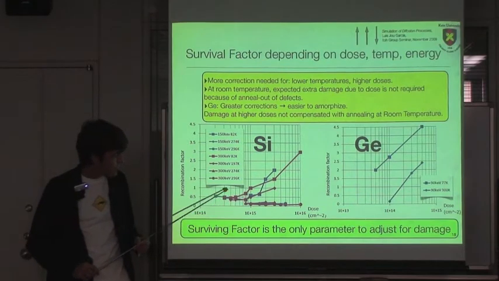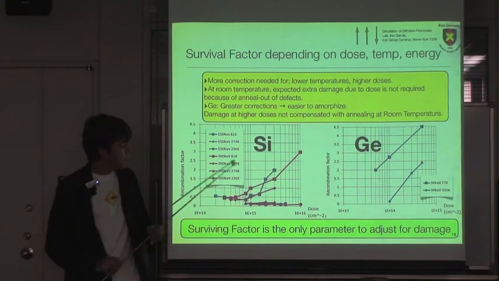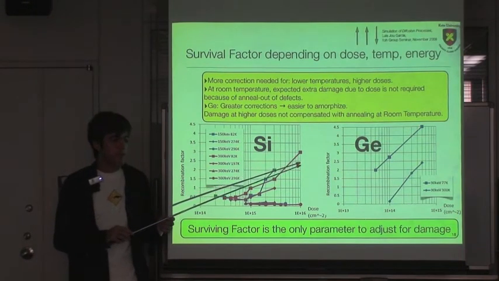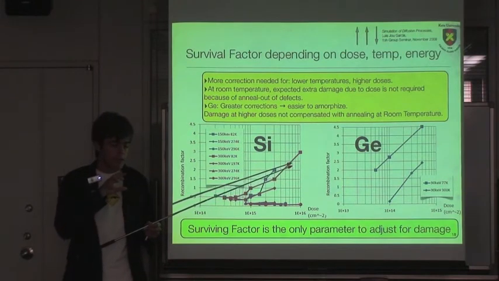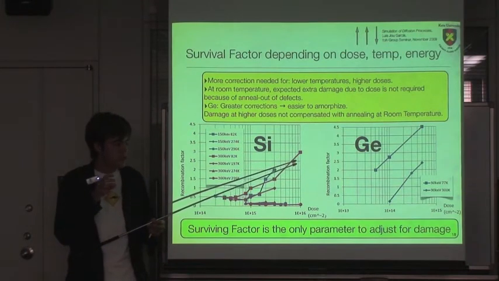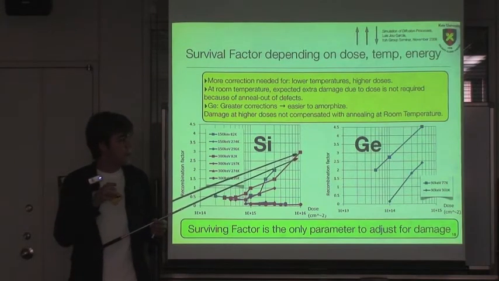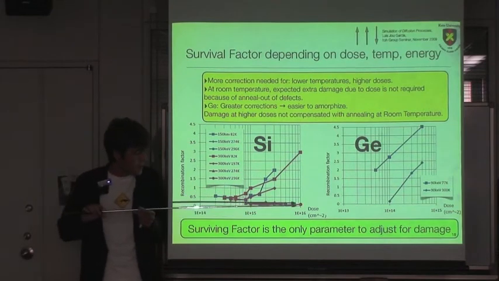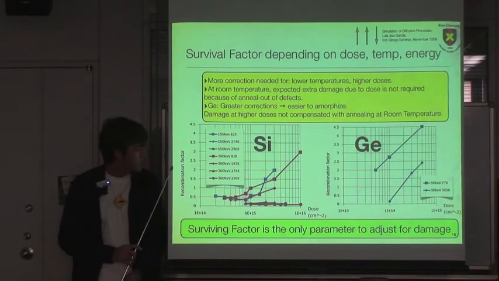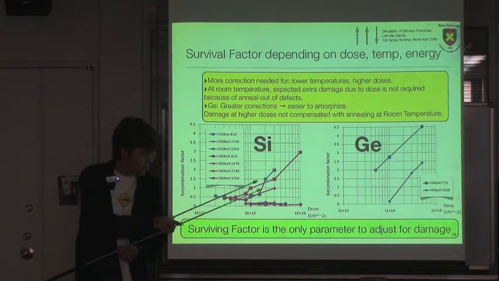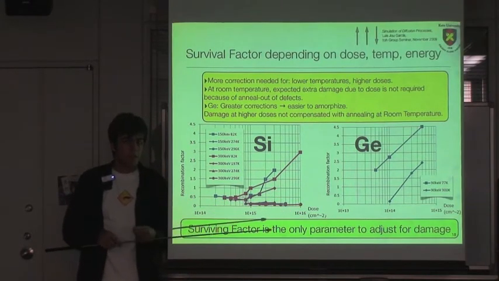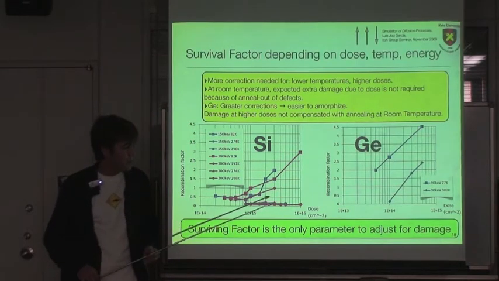First, at low temperatures, you need a higher surviving factor. You need more defects to survive. That is because thermal energy is low enough to not allow the already recoiled atoms to go back to their original position, because at high energies that doesn't happen. We don't need to generate extra damage through the surviving factor, even at higher doses, so it is expected that more and more damage is created.